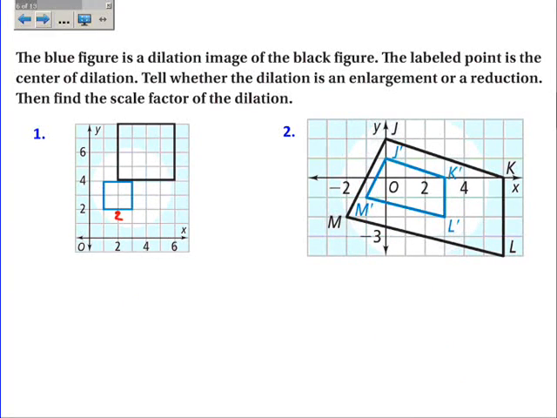This length is 2, and this length is 4, and the scale factor is the image length over the pre-image length. Okay.